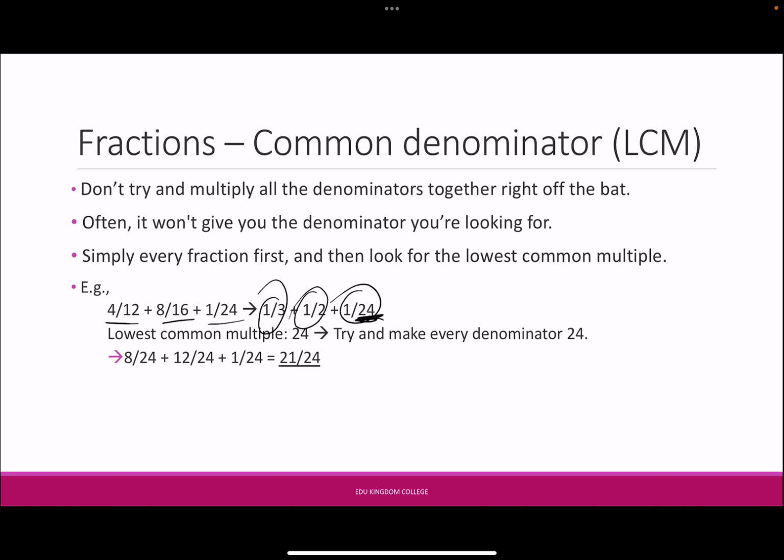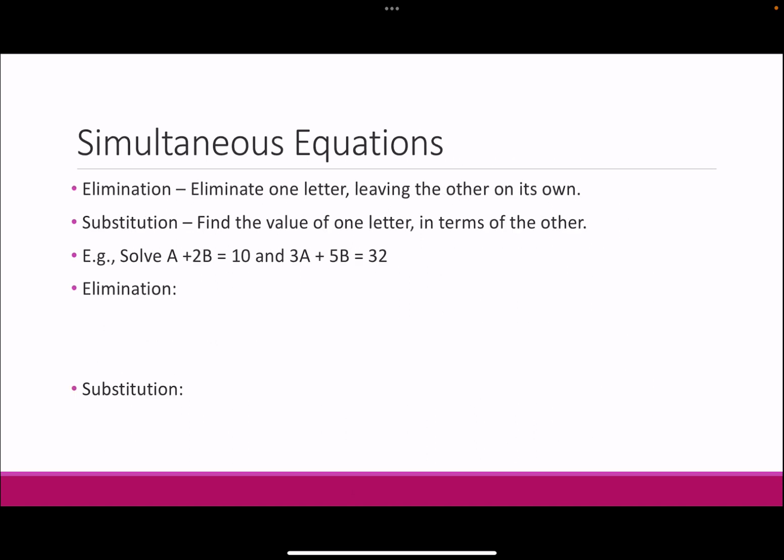So 1 on 3, multiply top and bottom by 8, gives you 8 on 24. One half, multiply top and bottom by 12, gives you 12 on 24. 1 on 24 stays the same. Add them together, gives you 21 on 24. Now imagine you'd multiplied them all together. Your denominator would be like 132 or something. So try not to do that.